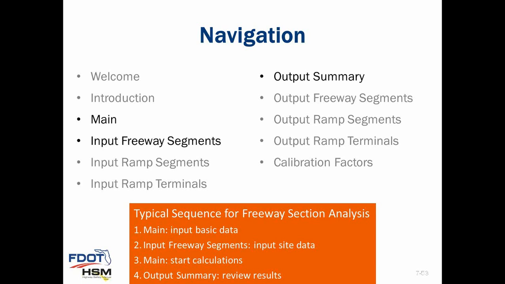The first step consists of inputting basic data in the main worksheet. The second step consists of entering site data in the Input Freeway Segments worksheet. The third step consists of returning back to the main worksheet and starting the calculations. And the fourth step consists of reviewing the results in the Output Summary worksheet.